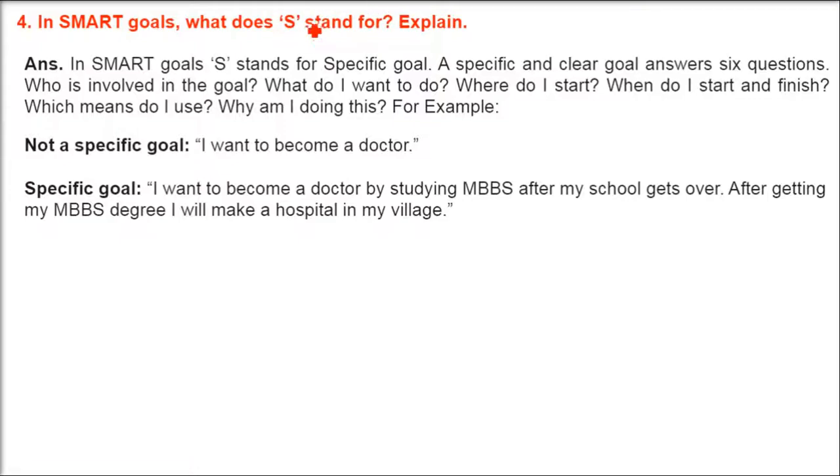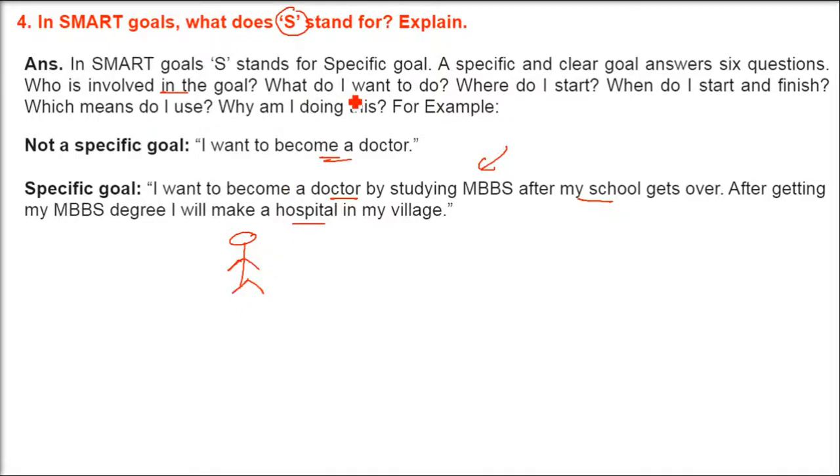In SMART goals, what does S stand for? As I said, S stands for specific goal. A specific or very clear goal has basically 6 questions. Not a specific goal: I want to become a doctor. No. A specific goal is: I want to become a doctor, say a pediatrician or an orthopedician, by studying MBBS after my school gets over. After getting my MBBS degree, I will make a hospital in my village, or I will apply for a hospital job. Okay? So who is involved?